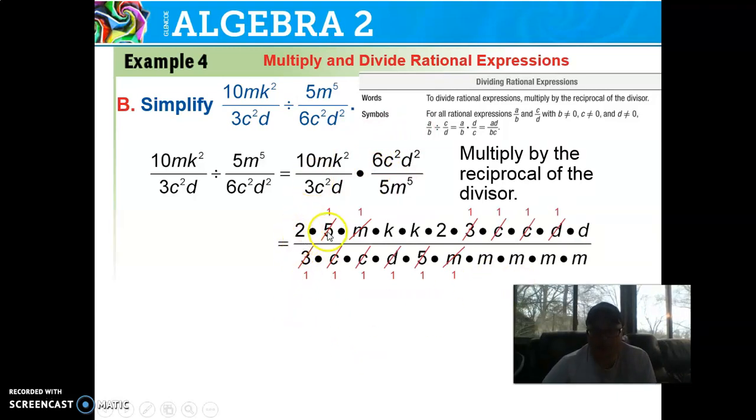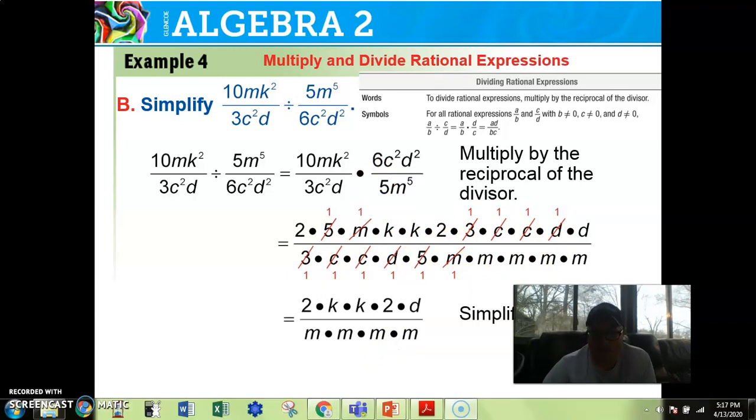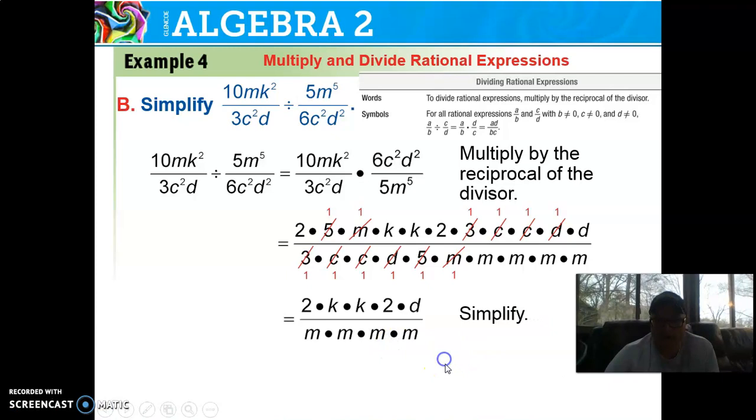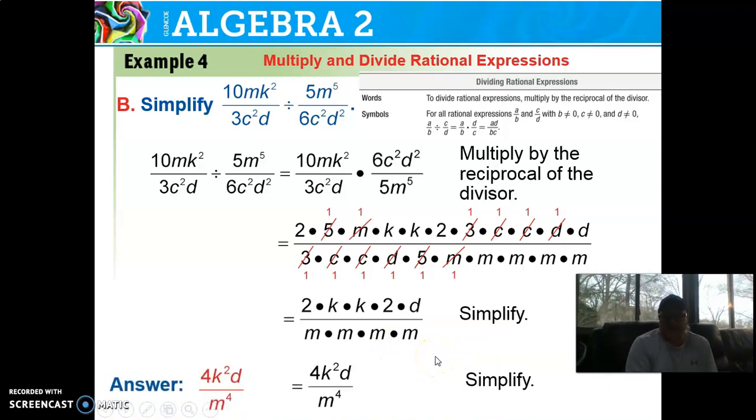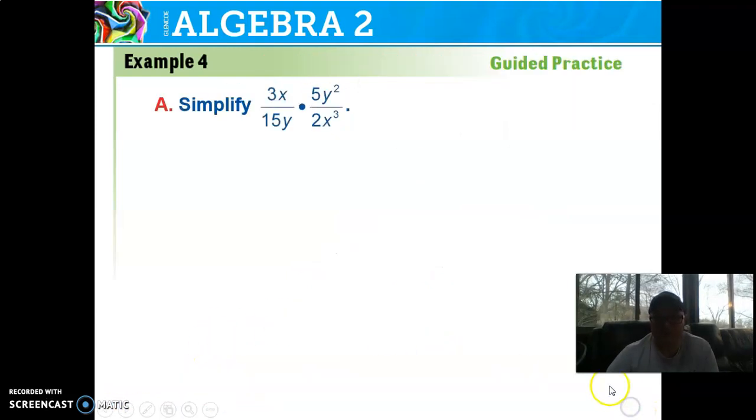10 is 2 times 5 times m times k. 6 is 2 times 3. And you can see the breakdown of the factors, canceling everything out or reducing everything to 1. And simplifying gives us 4k squared d over m to the fourth. Give this one a try. See if you can reduce it in its simplest form.